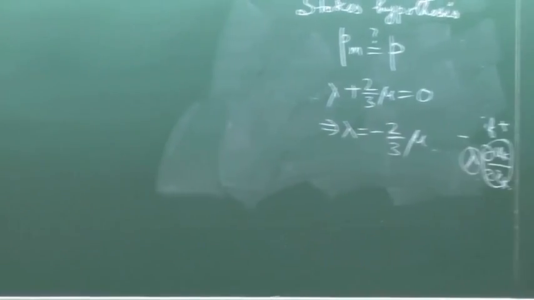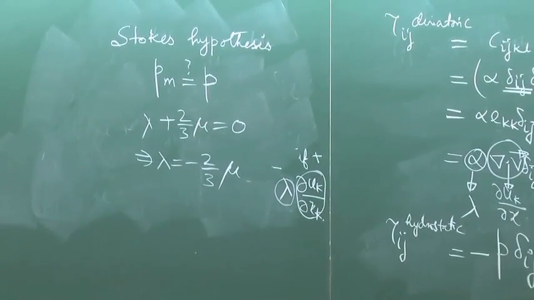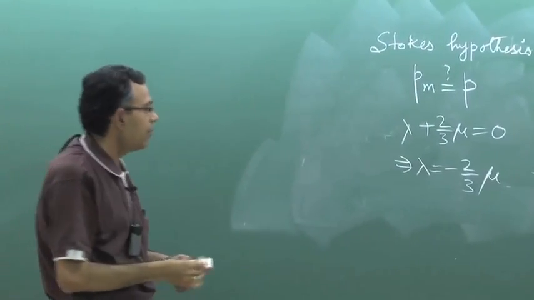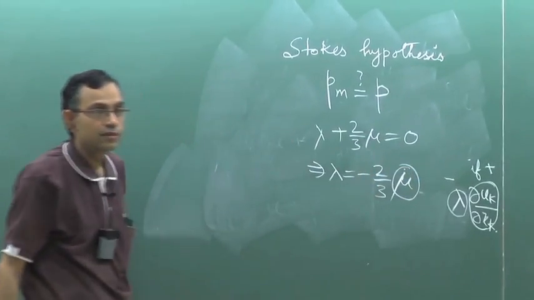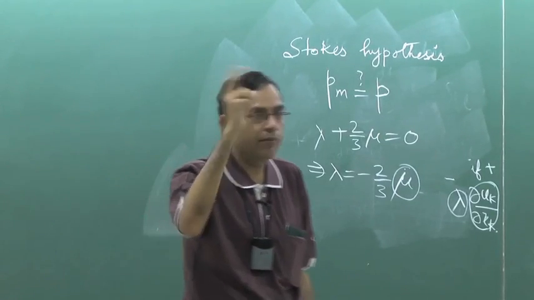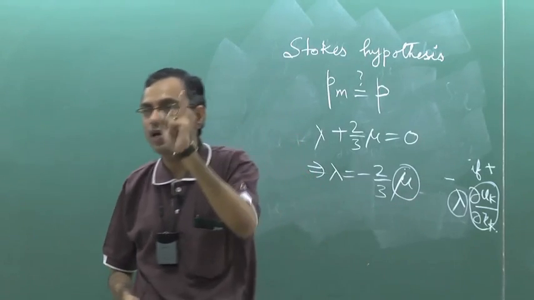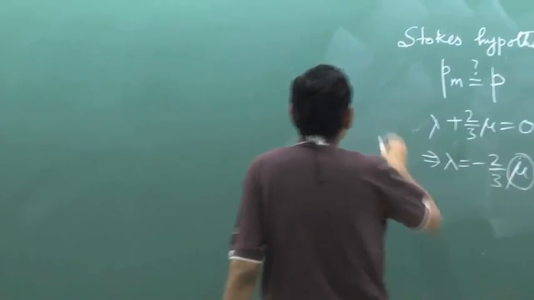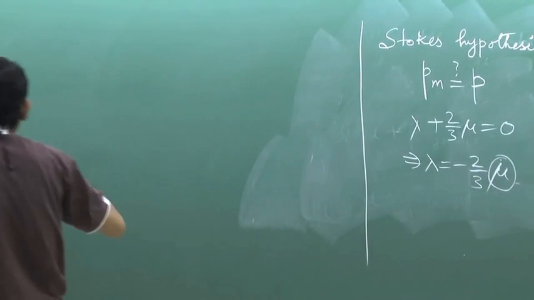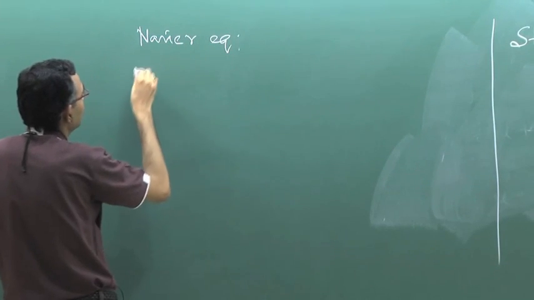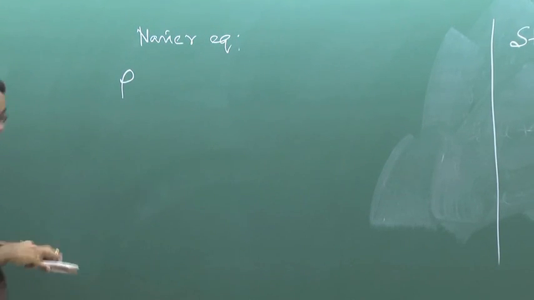So, we have been successful, by the Stokes hypothesis, to describe the property of the fluid by just one property, which is the viscosity. We had two properties, lambda and mu, but we have shown that lambda can eventually be written as a function of mu. So, only one property of the fluid, viscosity, is good enough to describe the state of stress of the fluid. With this understanding, we will now get back to the Navier's equation. This we derived in the previous lecture.